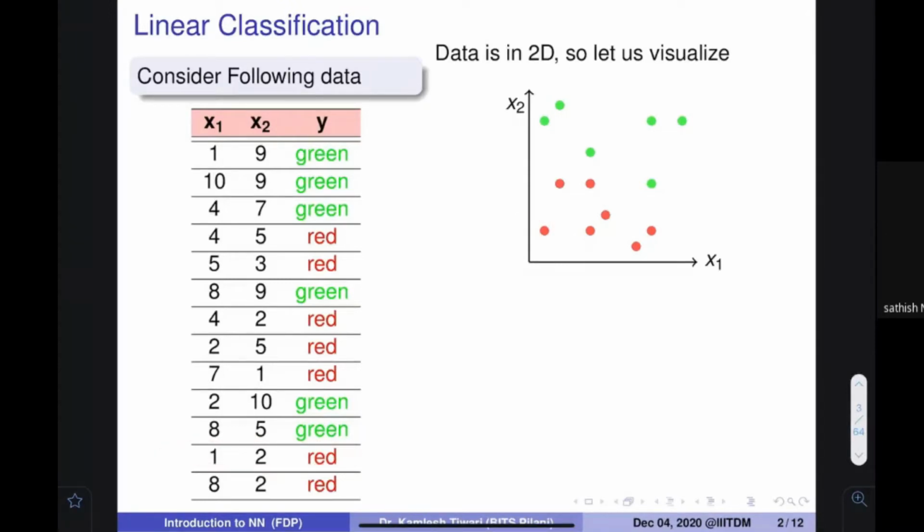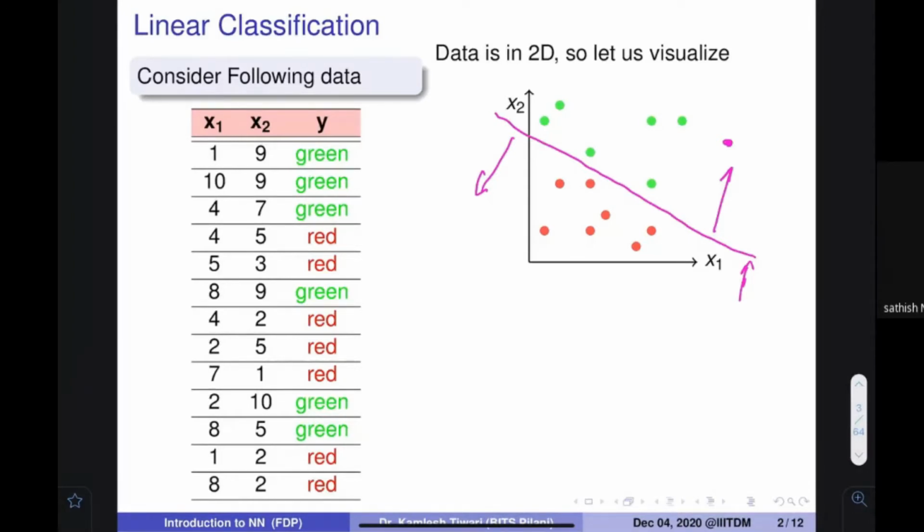So you plotted this. When you plot this, what kind of understanding do you get? You understand that if somebody can draw a line on this, and I have an equation of the line, then if a new point comes, I can find out whether this point is above this particular line or below it. If it is below this line, then definitely it is red, otherwise it is green.